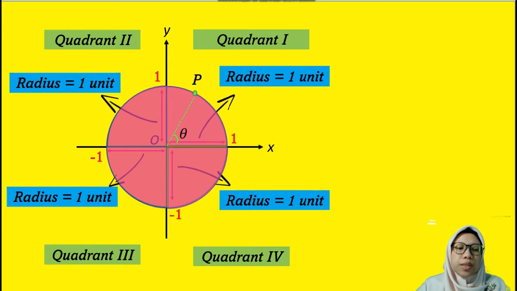direction. It is found that point P is in quadrant 1 when the value of theta is between 0 degree to 90 degree. Point P is in quadrant 2 when the value of theta is between 90 degree to 180 degree. And point P is in quadrant 3 when the value of theta is 180 degree to 270 degree. And the last one, point P is in quadrant 4 when the value of theta is from 270 degree to 360 degree.